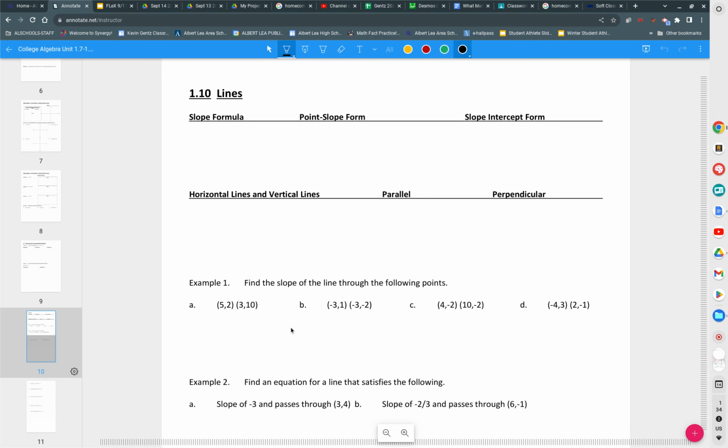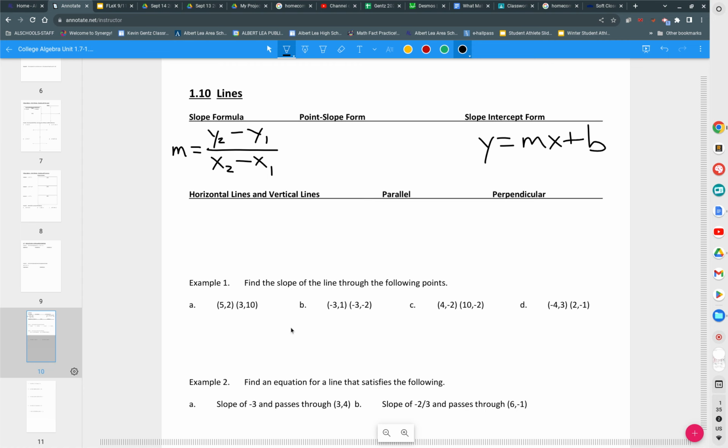Here we go. Lines, slope formula. M is equal to, see what you remember. This is all kind of a quick review from things we've learned before. What is this formula for slope? Close? That's slope-intercept form. Y equals mx plus b. That's slope-intercept form because m is your slope and b is your y-intercept. What's our formula for slope? Y sub 2 minus y sub 1 over x sub 2 minus x sub 1. That's our slope formula.